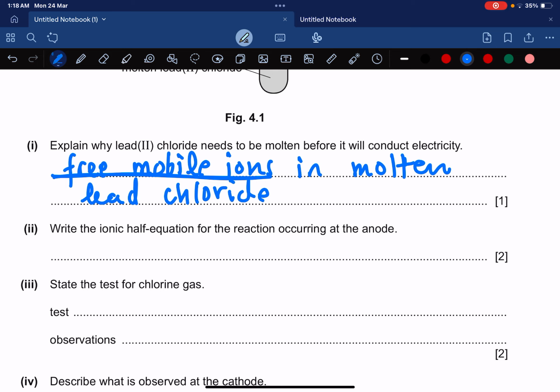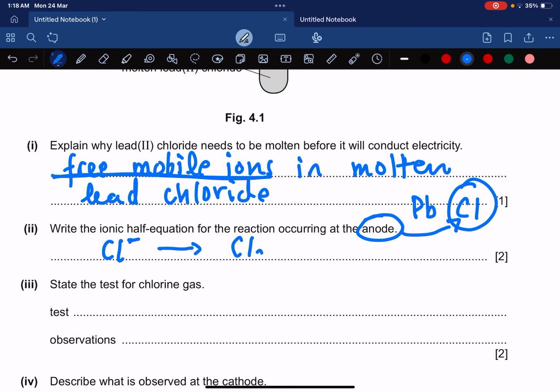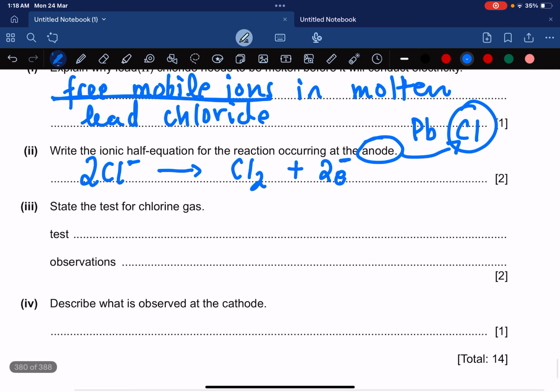Okay, write the ionic half equation for the reaction occurring at the anode. At the anode, what are we forming? Now we have lead and chlorine. So obviously at the anode we form the anion, which is the negative ion. So the ionic half equation is you have chloride ions, and then you're going to form chlorine gas from it, plus 2 electrons are going to move out of it, and basically to balance it out you write it over here. That's going to be the ionic half equation for the anode. State the test for chlorine gas.